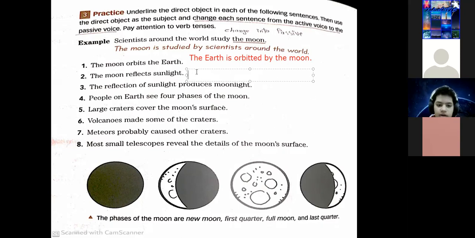Number two, you said what? The moon reflects sunlight. Yes. The sunlight, we can start with sunlight. Sunlight is reflected by the moon. Excellent. Well done, Faris.